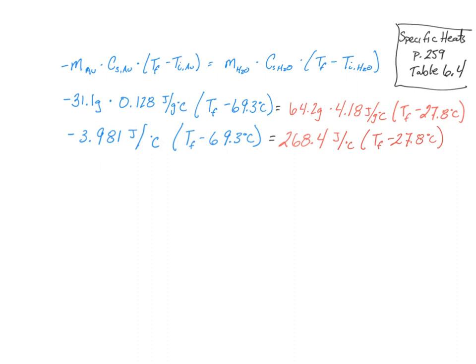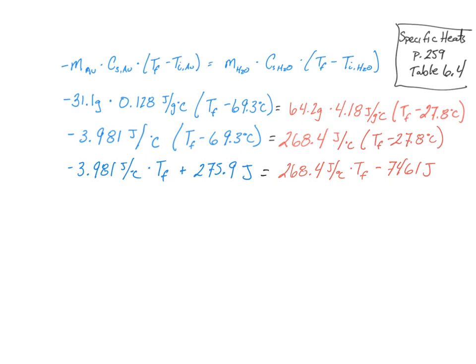Rearrange things and I get negative 3.981 joules per degree C times TF plus 275.9 joules is equal to 268.4 joules per degree C times T final minus 7461 joules.